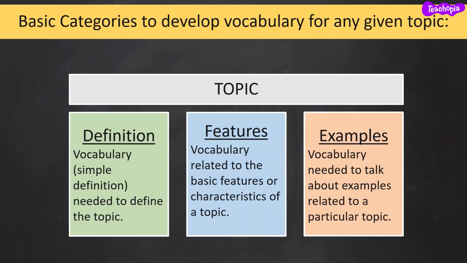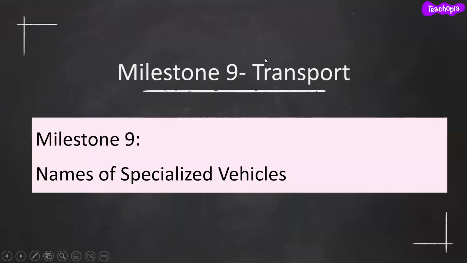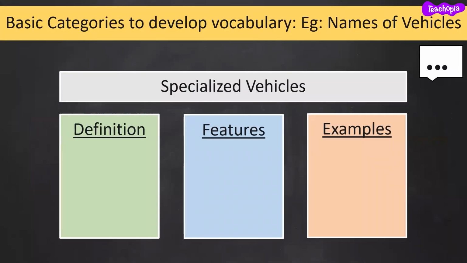So let's do a quick activity. Now our topic is Transport from Milestone 9. And in it there is a section called names of specialized vehicles. So when it comes to names of specialized vehicles, our topic will be specialized vehicles. So let us create a vocabulary set for specialized vehicles.